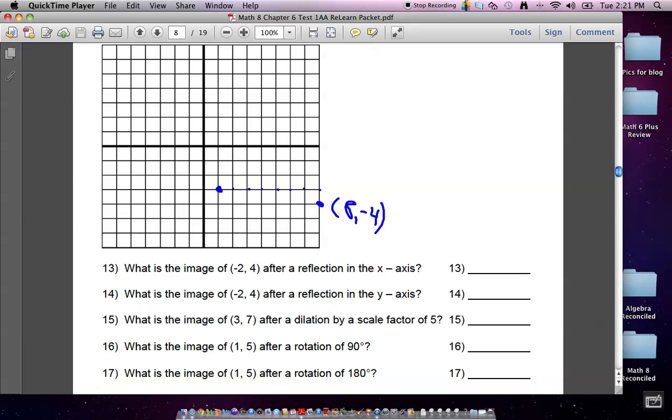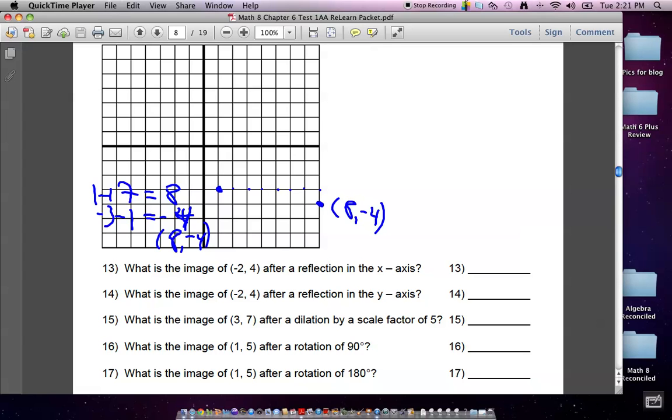You could, just like before, say, okay, well, if I'm going to the right, I'm adding. So 1 plus 7 is 8. And if I'm going to go down, I'm subtracting. So negative 3 minus 1 is negative 4. And that gives me 8 comma negative 4. You can do it either one of those ways to come up with the correct solution.